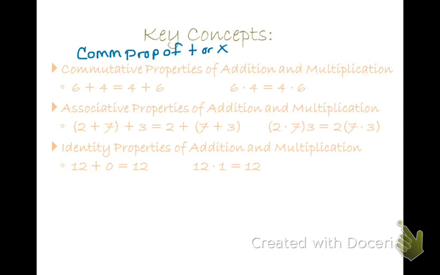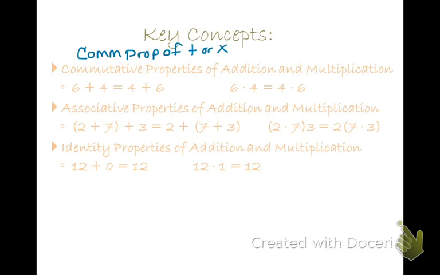When you're doing commutative property of addition or multiplication, you're just switching the numbers. So instead of it being 6 plus 4, you can make it 4 plus 6. If it's all adding, you can switch numbers wherever you want them to go. If it's all multiplying, you can also do that. So 6 times 4 can also be 4 times 6. You can switch them around to make numbers round or whatever you want to do.